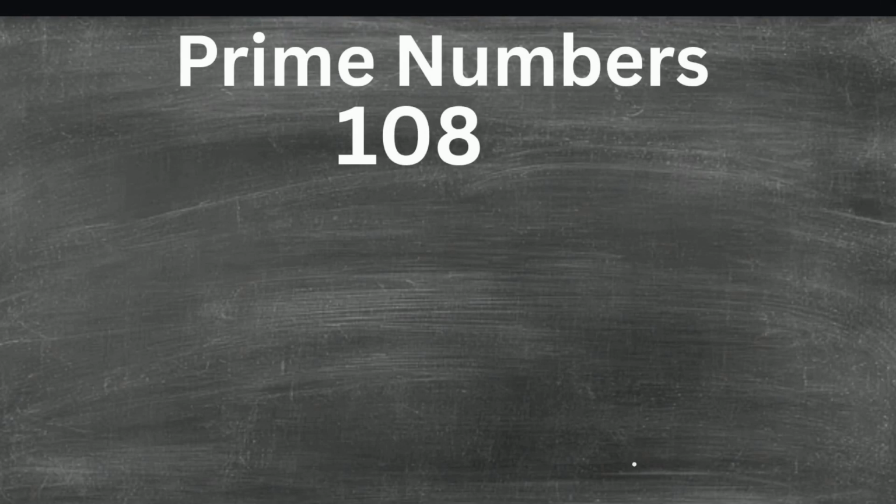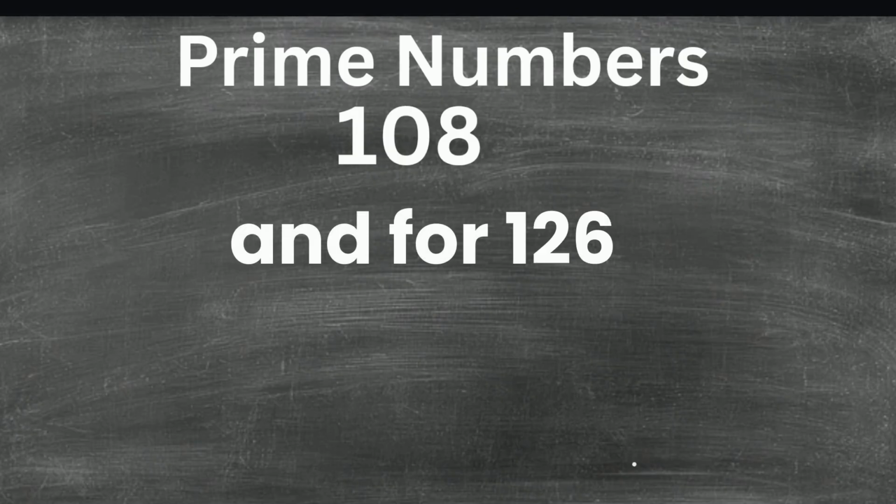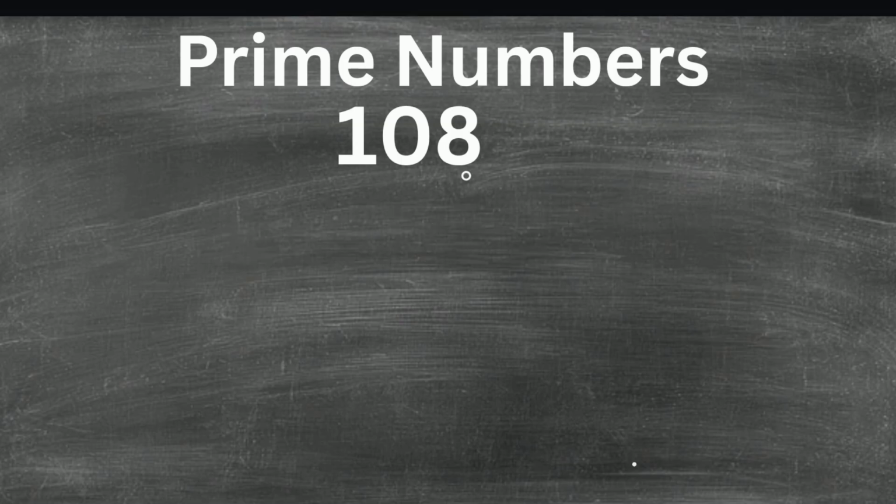In this video, let's go over how to find all the prime numbers for 108, and I like to use a factor tree. So let's get started. Since it ends in an even number, I'm just going to begin with 2. 2 times 54 equals 108. Circle 2 because it is prime.